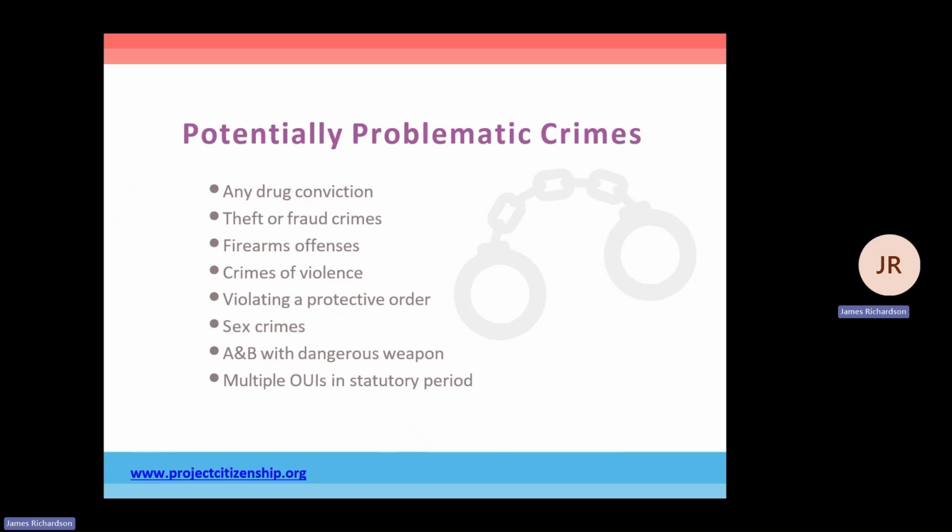Okay, so just potentially problematic crimes. Again, this would be if somebody is bringing it up for the first time. Drug convictions are taken very seriously by USCIS. Theft or fraud, firearms offenses, crimes of violence, violating a protective order, sex crimes, assault and battery with a dangerous weapon, and then multiple OUIs in a statutory period. So these are sort of the deadly crimes, right? That can really hurt your eligibility for citizenship. So be aware if someone is bringing up crimes for the first time. Keep this list in the back of your head.